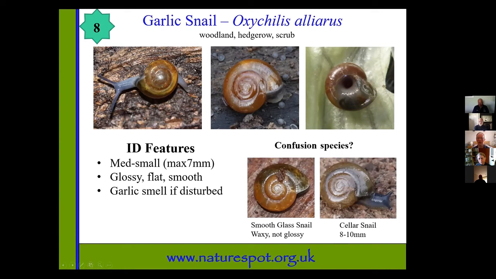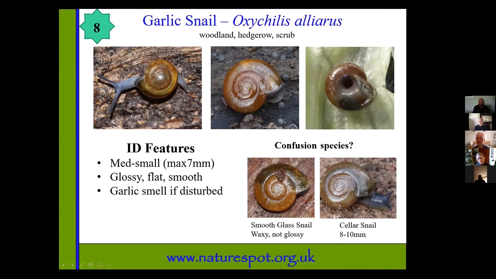The one on the bottom left, Aegopinella nitidula, the smooth glass snail, is very common also in woodlands, probably more common. It's slightly larger and doesn't have that glossy look. It has this kind of dull, waxy look. There is a subtle difference as well between all of these Oxychilus species. If you look at the edge of this shell as it comes round, it's very tightly wound. So if you imagine that coil carrying on, it would just curve around.